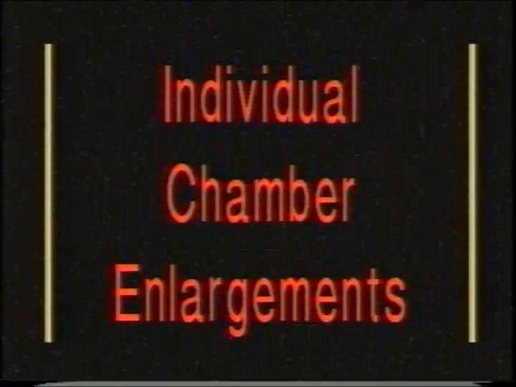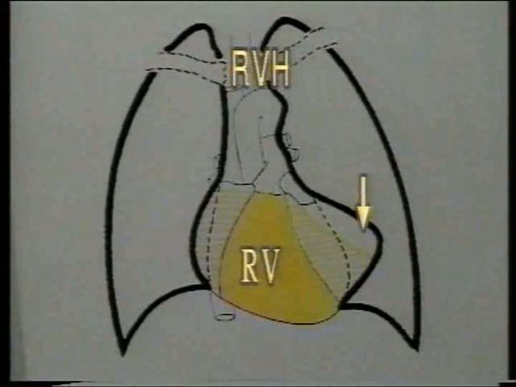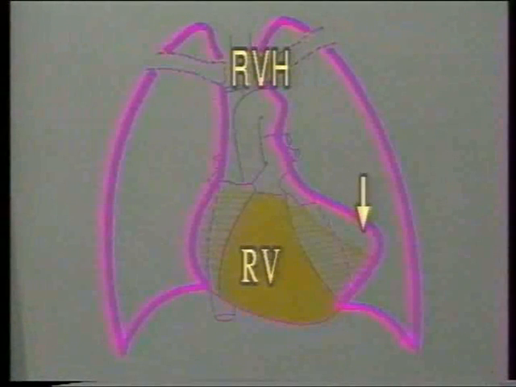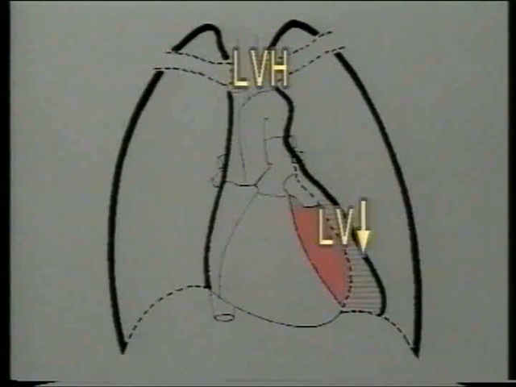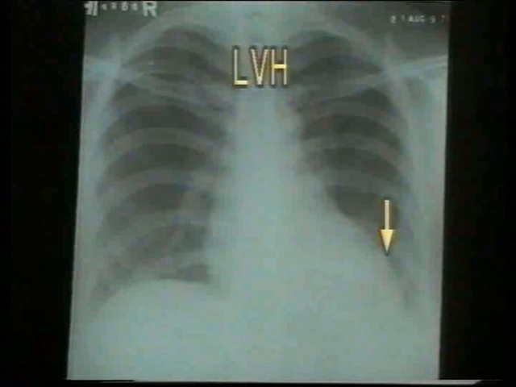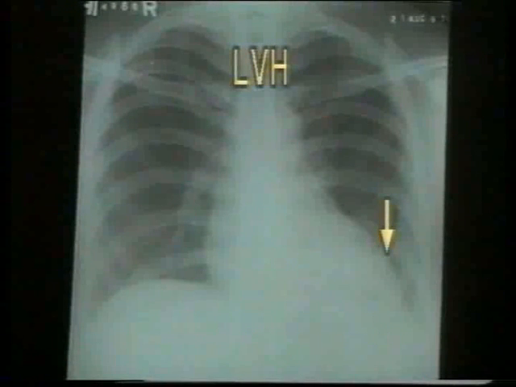Now let us come to individual chamber enlargement. The right ventricle. Enlargement of the right ventricle enlarges the cardiac shadow more on the left side than the right, but it tilts the apex upwards so that the apex is seen to be raised up. The enlargement of the left ventricle, on the other hand, enlarges the heart shadow only on the left side, and the apex moves downwards and outwards. This is a typical appearance of left ventricular enlargement, where there is cardiomegaly and the apex has moved downwards and outwards.